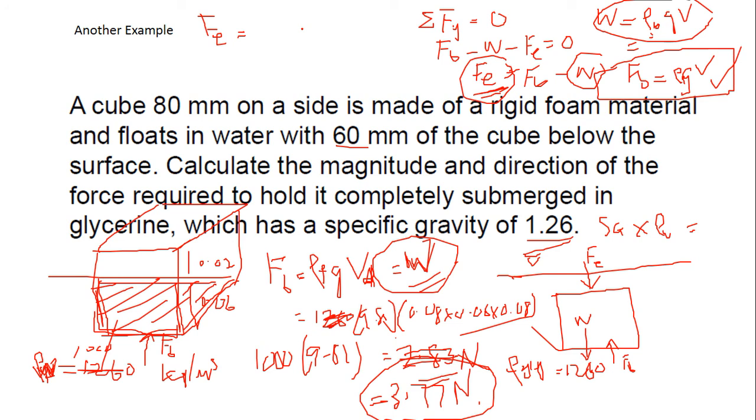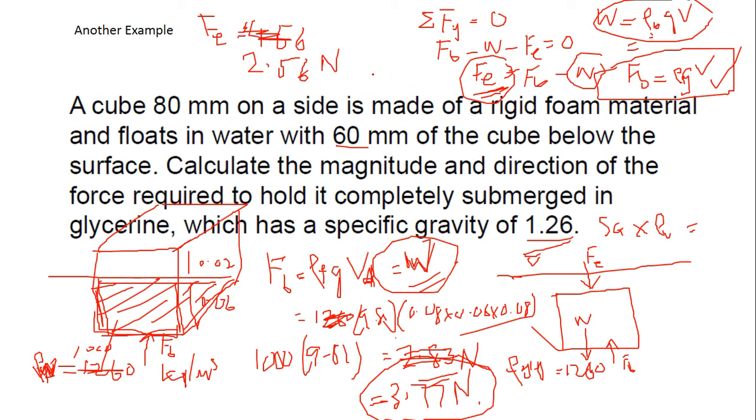Berapa dapat? 2.56 kot sir. 2.56, 4.56, 2.56, 2.56. 2.56 Newton. So, semua dapat sama FB minus W.